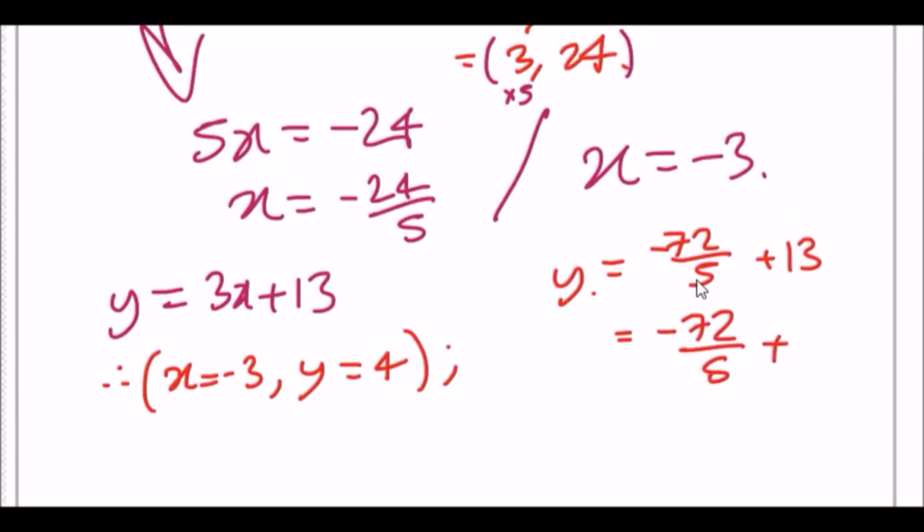You should get 13 times 5 should give you 65 over 5. And yeah, now it's easy. So you have minus 72 plus 65, that gives you minus 7. So it's minus 7 over 5.